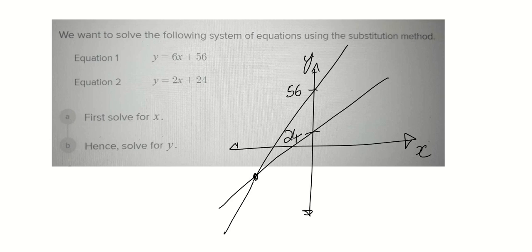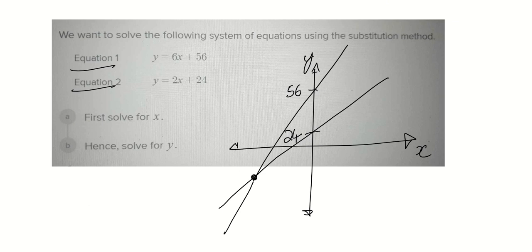So now it says use substitution method, but just to remember what we're actually doing here. There are these two equations. There is one point that's in common with those two equations. So we're trying to find an x value and a y value that satisfies both of these equations.